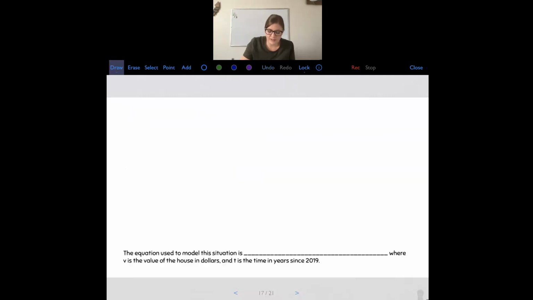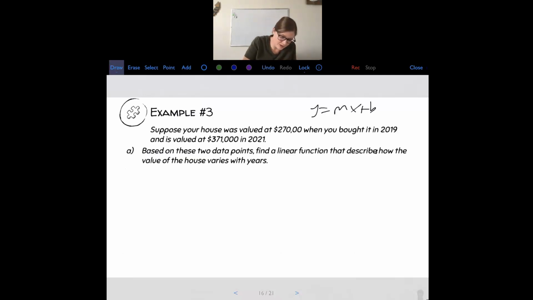One thing, if you look ahead, in MyLab it might have you fill in a sentence: the equation used to model this situation is, and it gives you a blank, where V is the value of the house in years, so V will play the role of y, and T is the time in years since 2019. So 2019 is counting as year 0, so I recommend using that instead of 2019 when you're working with this equation. Okay, so our 2 points, we have 0 and 270,000, and we have 2021, which is 2 years later, and 371,000.